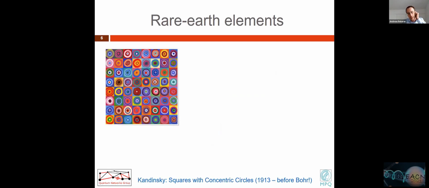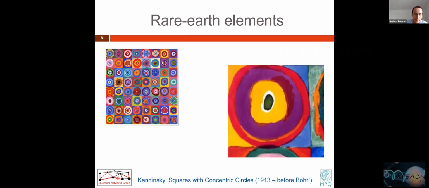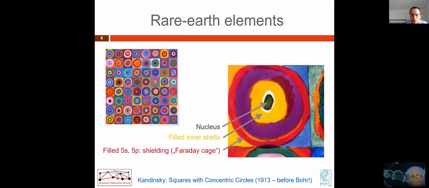Now I tried to find an artist's view of this situation, and I found it in a museum in Munich, which is called the Lenbachhaus. About 100 years ago, Kandinsky drew a rare earth crystal, and here you can see a zoom in. Basically, what you can see is the nucleus and the filled inner shells, which are not so relevant for our application. But you can also see the outer filled 5s and 5p shells in the 3+ oxidation state, right? They do the binding to the crystal. They do all the chemistry. They are responsible for the fact that these rare earths all look the same chemically.